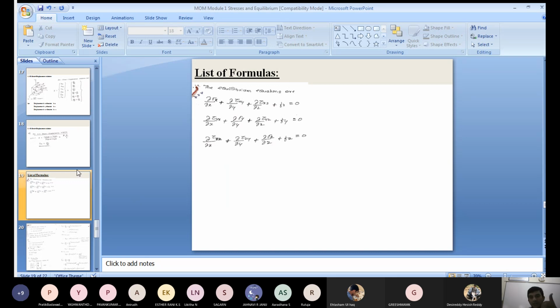First we use the equilibrium equation, second we use the stress strain relationship for the three-dimensional component. Next, the two-dimensional component, it may be a plane stress or plane strain problem. Next, the strain displacement relation for the three-dimensional component, two-dimensional and one-dimensional component. Those formulas you list out.